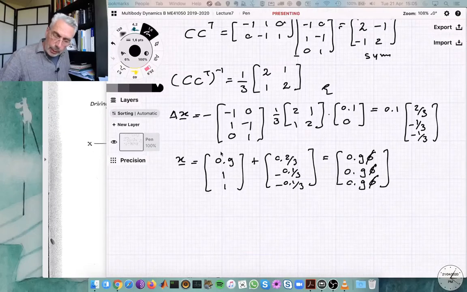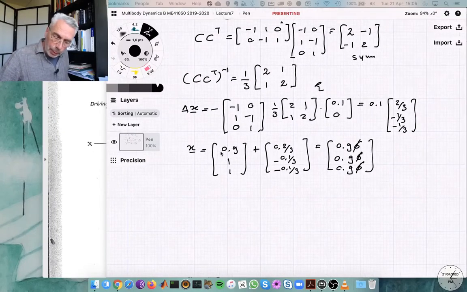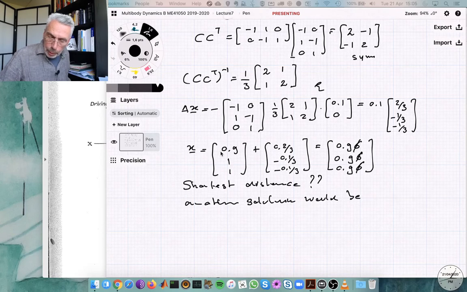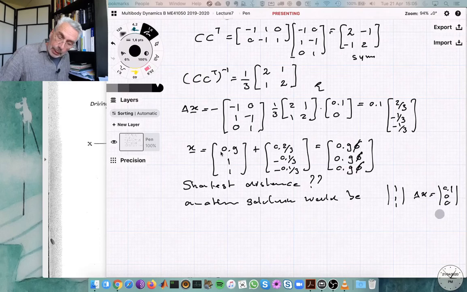Then, is it the shortest distance? That is the question. Shortest distance. Well, another solution would be, of course, 1, 1, 1. And then the delta x would be 0.1, 0, 0, right? So the question is now, is this larger than this guy? So to see if this guy is larger than this guy, we just have to take the norm.